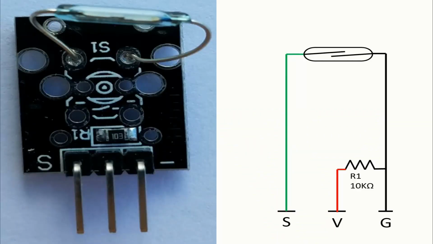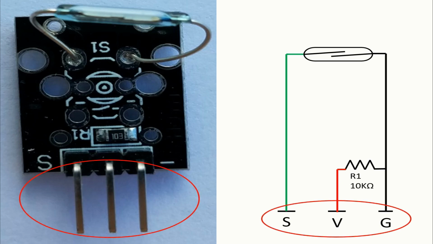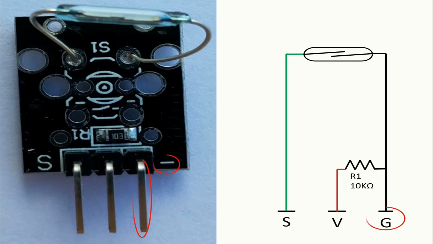Let's talk about the pins. The pins in this module are three. We have the ground pin with a minus sign, the voltage pin is in the middle, and of course we have the pin of the signal with the S sign.